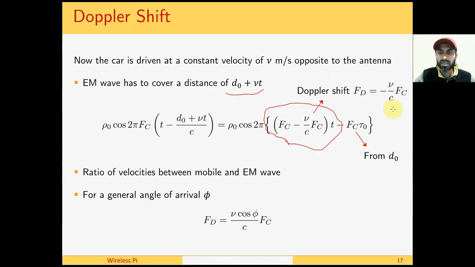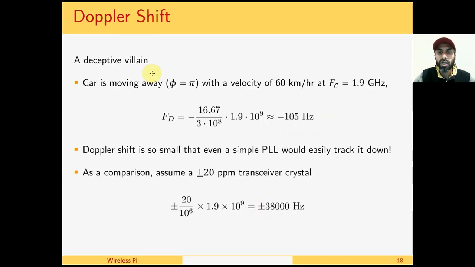Another perspective to see this is that Doppler shift is a percentage of carrier frequency given by the ratio between the velocities of the car and the electromagnetic wave. For a general angle of arrival phi, instead of this negative sign which comes from cos pi, we have cos phi. Now we will see why Doppler shift is a deceptive villain.